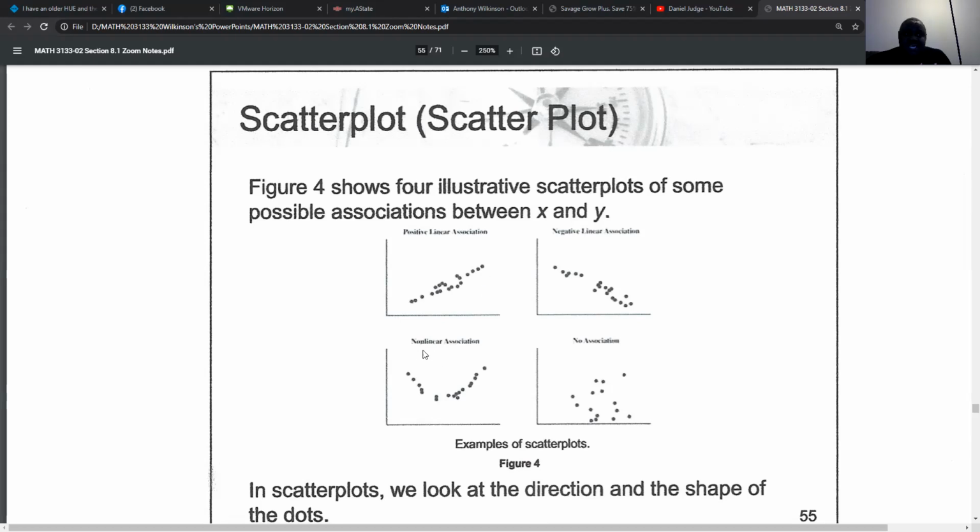The third one is a non-linear association. Here, non-linear, they don't form a straight line. It forms a pattern, but it's not in a pattern of a straight line. And then the last one would be no association, meaning that the points are just scattered all over the place. There's no linear association with x and y.